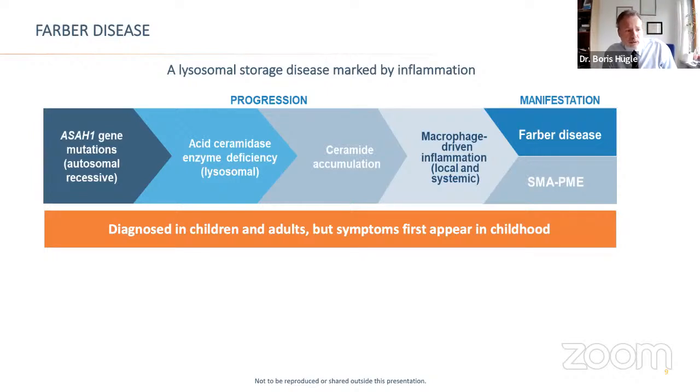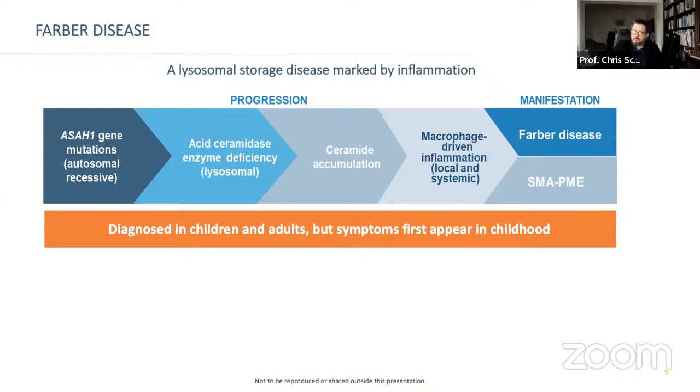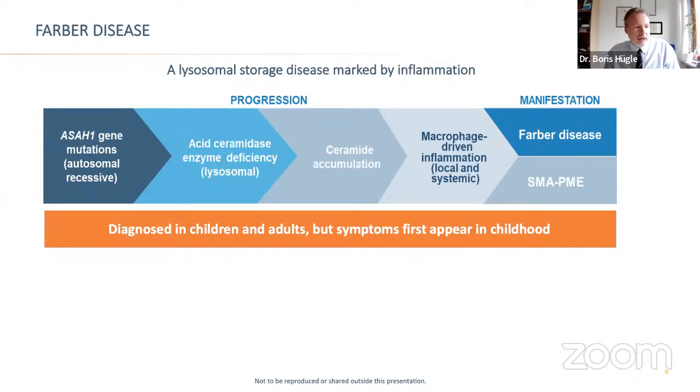There is another more recently described phenotype called spinal muscular atrophy with progressive myoclonic epilepsy that I'm not going to go into here, but there's really only a handful of patients all in all. So at least from a pediatric rheumatology standpoint, you will probably not see this. And this is diagnosed in children and adults, but symptoms typically appear either in infancy or in early childhood. So next slide.